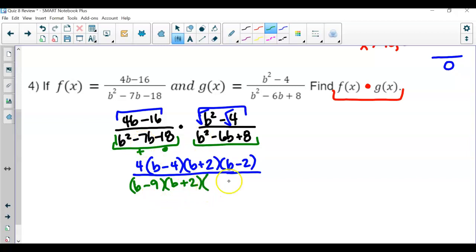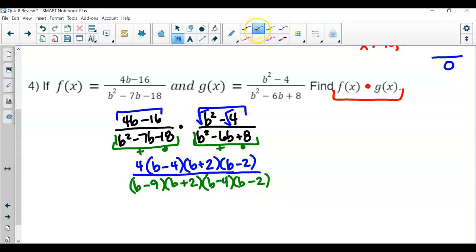Then same thing here. I'm going to go straight to parentheses for the second denominator, because a is also 1 again. So focusing on factors of 8 that add to get you negative 6. So factors of 8, 4 and 2. But because they have to add to get you negative 6, negative 4 and negative 2.